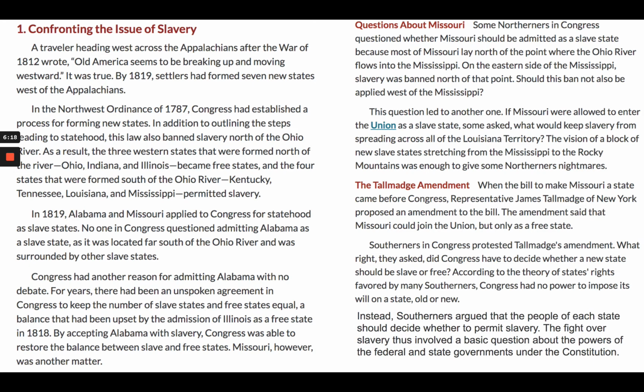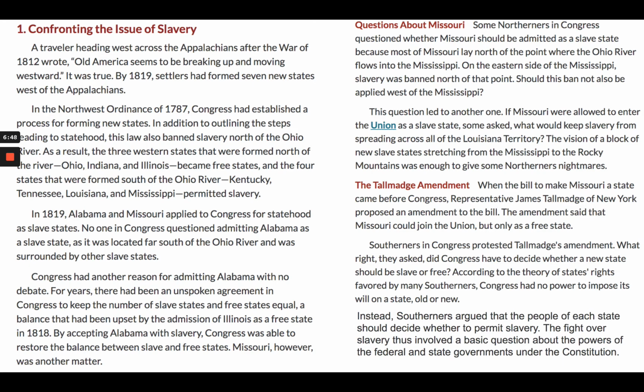Should this ban not also be applied to west of the Mississippi River? The question led to another one. If Missouri were allowed to enter the Union as a slave state, some ask, what would keep slavery from spreading across all of the Louisiana Territory? The vision of a block of new slave states stretching from the Mississippi River to the Rocky Mountains was enough to give some Northerners nightmares.